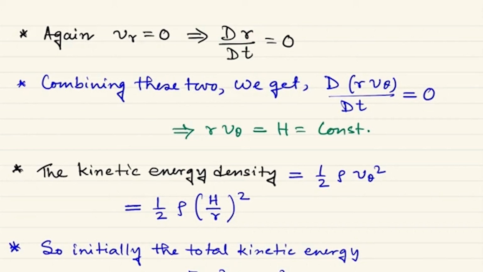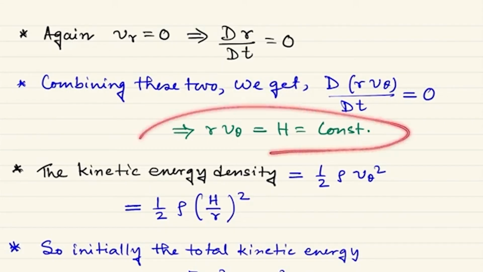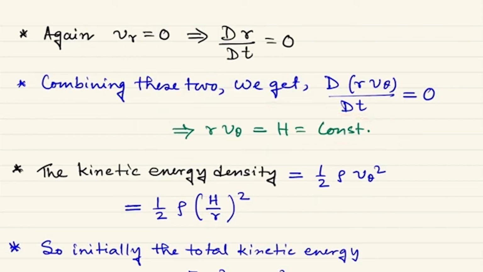So for a particle, not only v theta, not only r, but r times v theta is also constant in time. And this is nothing but the angular momentum per unit mass. We call this h, and this is constant along the trajectory of a fluid element. So this is a Lagrangian invariant because we are now talking in terms of the Lagrangian derivatives.